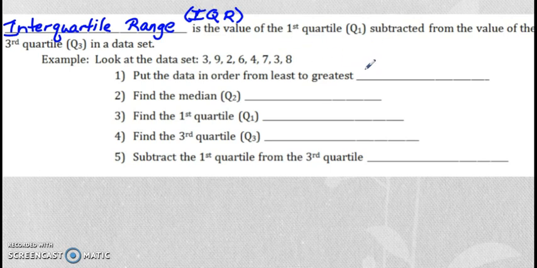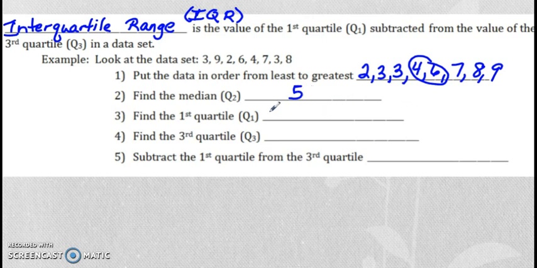We're going to put the data in order from least to greatest. We are going to find the median. The median is the middle number. In this case, we have 1, 2, 3, 4, 5, 6, 7, 8 terms in the data. So our median will be between these two. So our median would be 5.